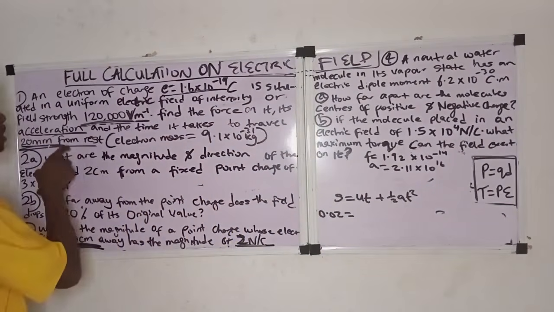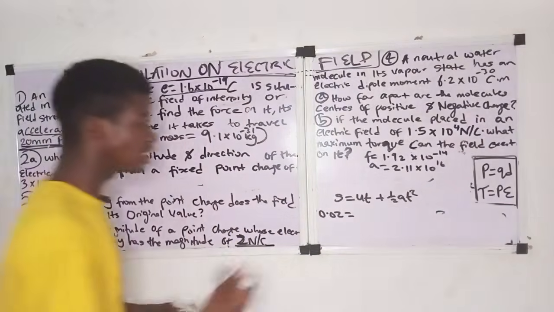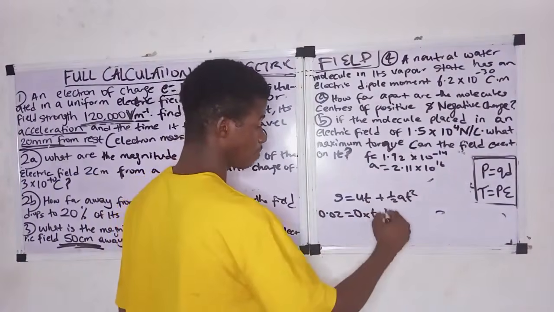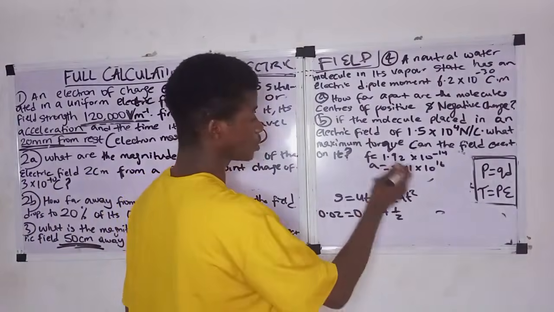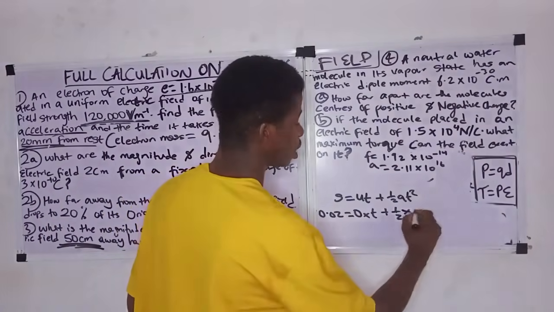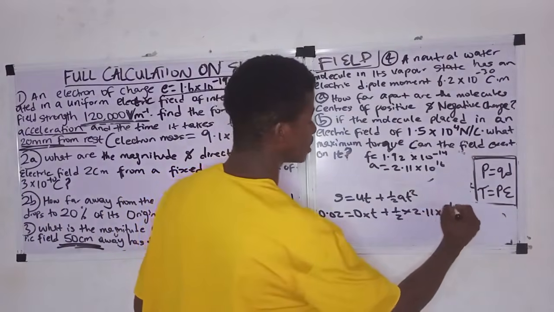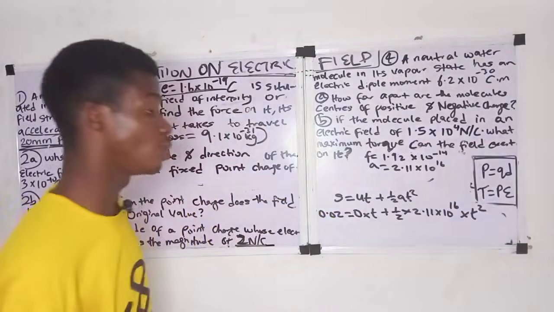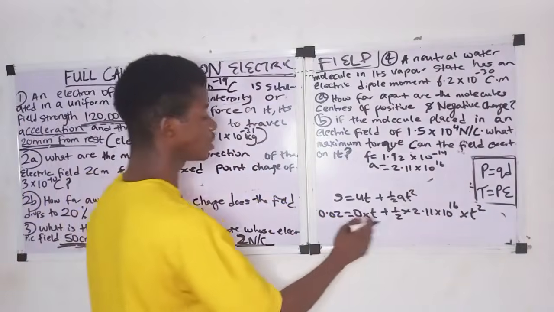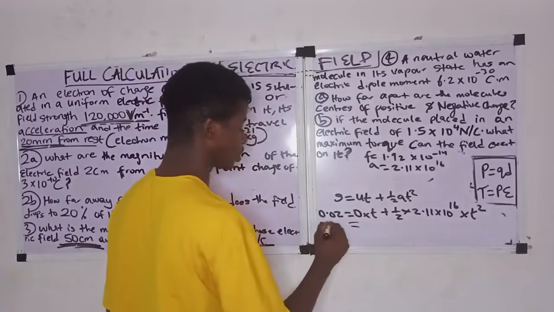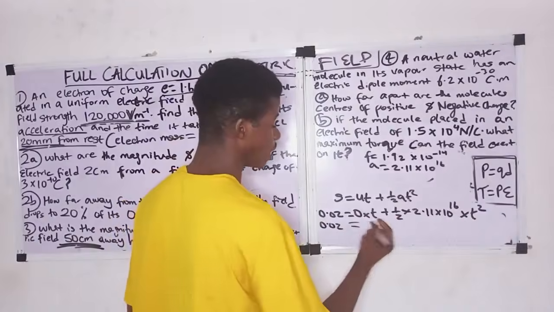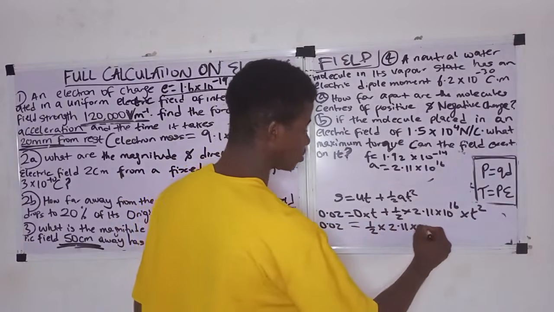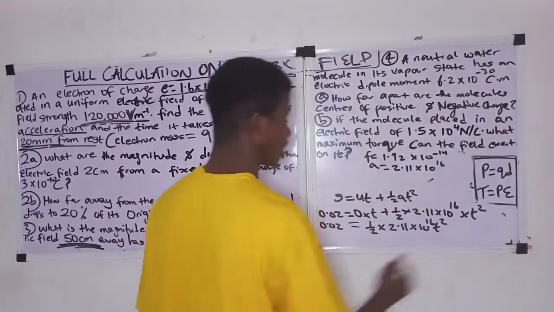Now where is the initial velocity? Since the electron starts from rest, the initial velocity is 0. Then times time, you are looking for time. Then plus half, our acceleration is 2.11 times 10 to the power 16, times time squared, that is what we are looking for. 0 times t gives us 0. So then 0.02 equals half times 2.11 times 10 to the power 16 t squared.